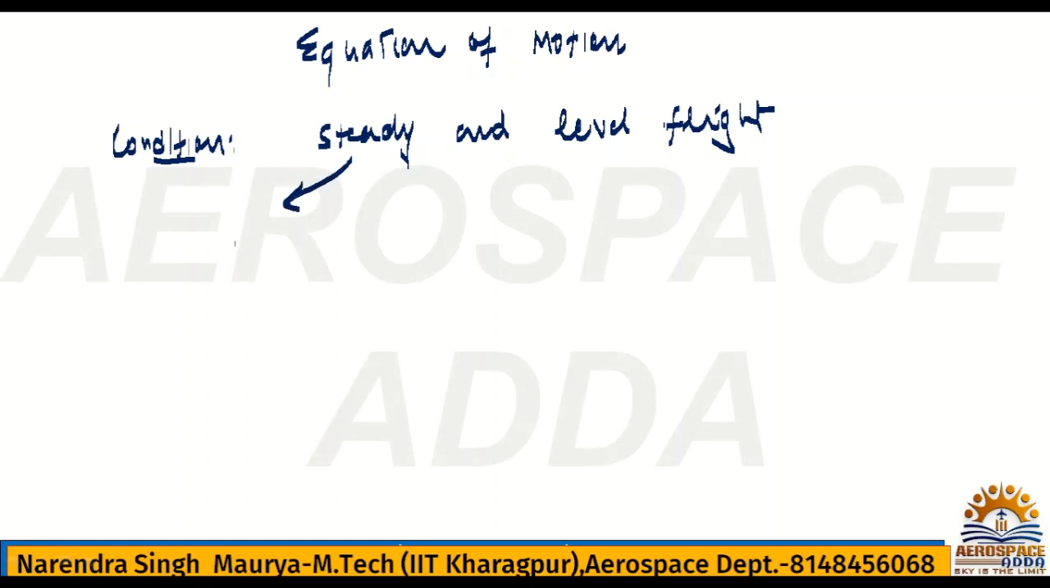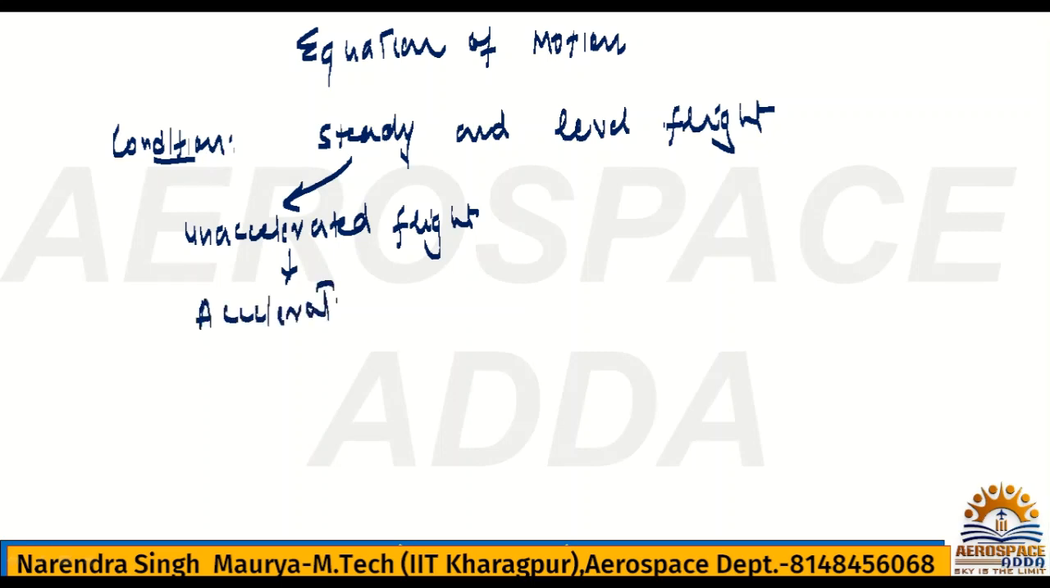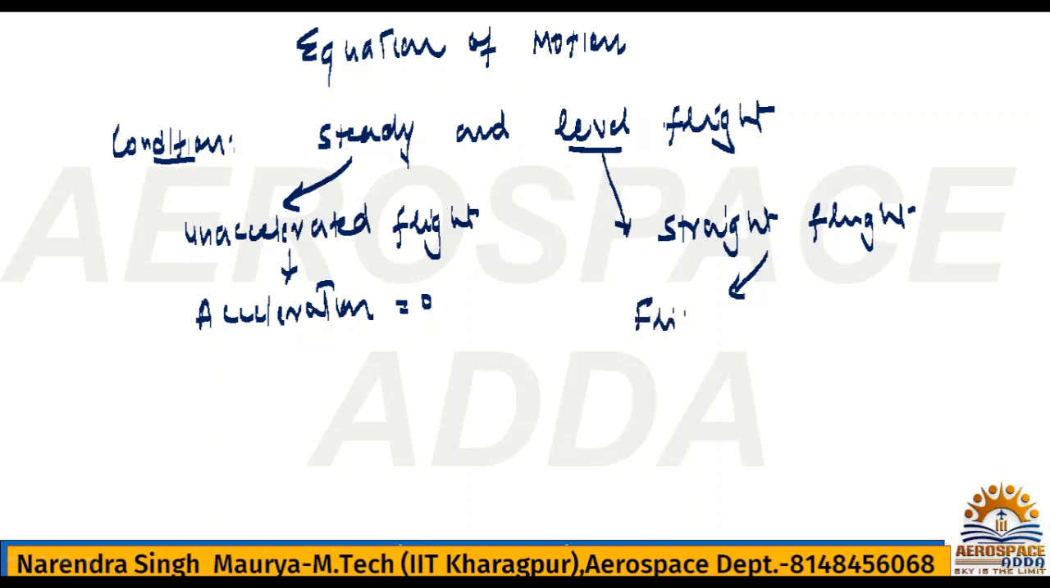What do you mean by steady? Steady means unaccelerated. Okay, unaccelerated flight. What is the meaning of unaccelerated flight? It means acceleration becomes zero. What is the meaning of level flight? That means straight flight. What do you mean by straight flight? That flight path angle, which is nothing but theta, must be zero. Okay, that's the meaning of it.